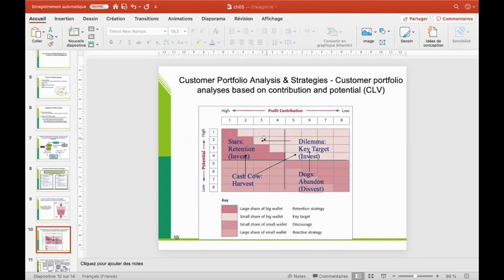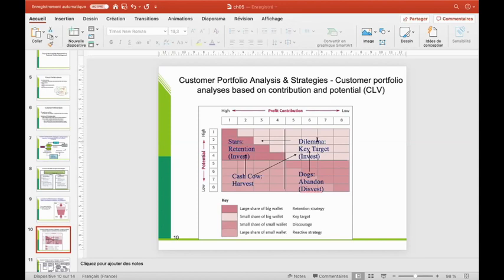So they bring you a lot of benefits at the moment and bring you a lot of benefits in the future. So the strategy for these customers should be a retention strategy in order to retain these customers because they are the stars. So a maximum of resources should be allocated to these customers. So you should invest.